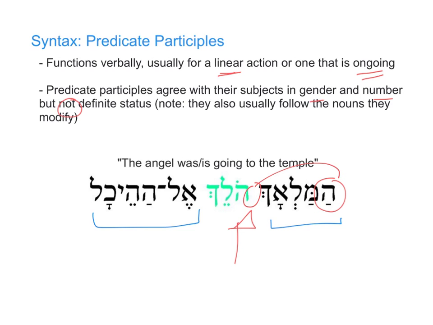So what we're seeing here again is very similar to what we looked at with predicate adjectives. Remember, what we're trying to identify here is discord between the predicate participle and the noun it modifies. And don't be thrown off by the fact that the predicate participle may follow the noun it modifies, as we have in this example here.